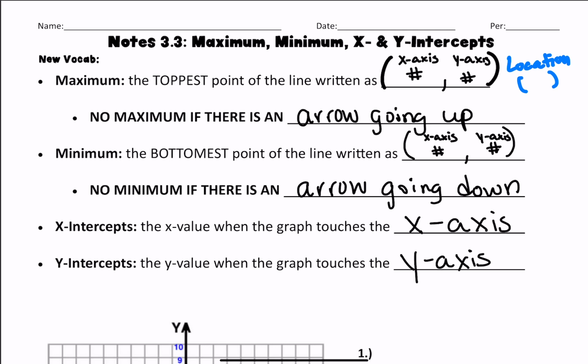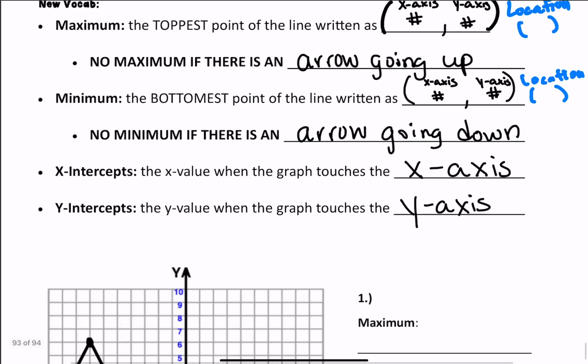Minimum is the bottommost point of the line, written as x number, comma, y-axis number. Again, this is a location, so we use the round brackets. And there's no minimum if there's an arrow going down. X-intercepts are the x values when the graph touches the x-axis. Y-intercepts are the y values when the graph touches the y-axis.